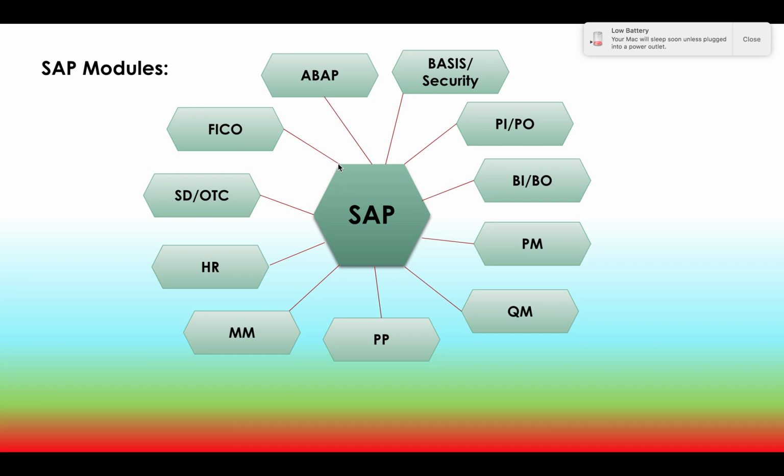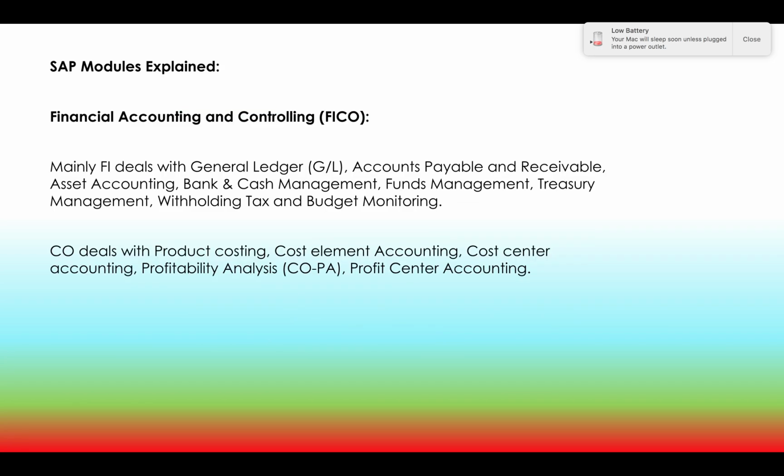Now let's go to the other slide and see what components are in the modules. Financial accounting and controlling: what components are involved in this module? Mainly, financial accounting deals with the general ledger. The general ledger is very important to track payment transactions from suppliers, from customers, whatever it is. So GL is required. Accounts payable and receivable is also one activity. Asset accounting, bank and cash management, funds management, treasury management, withholding tax and budget monitoring. These all come into the financial accounting module.